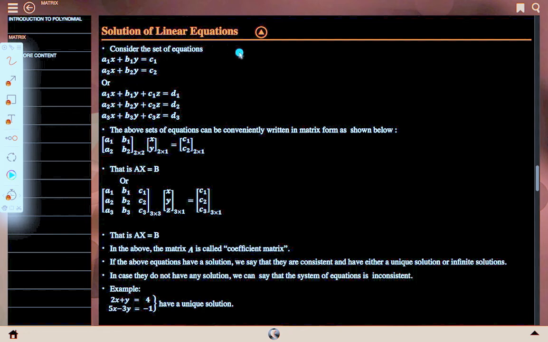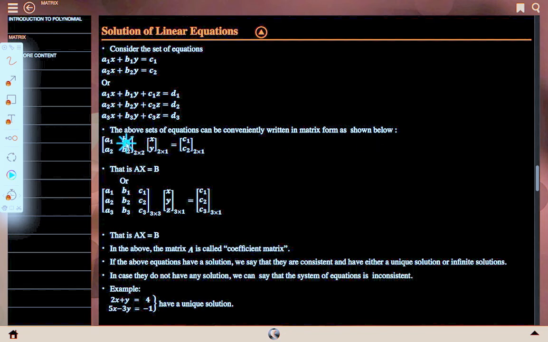Solution of linear equations in matrix. Consider the set of equations: a1x plus b1y equals c1, a2x plus b2y equals c2, or a1x plus b1y plus c1z equals d1, a2x plus b2y plus c2z equals d2, a3x plus b3y plus c3z equals d3. The above set of equations can be conveniently written in matrix form as shown below.